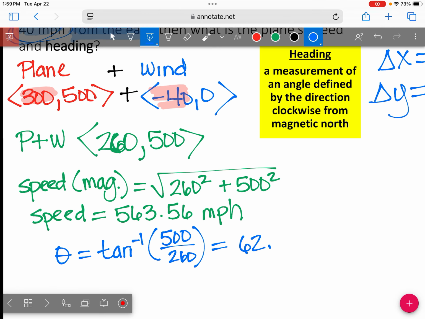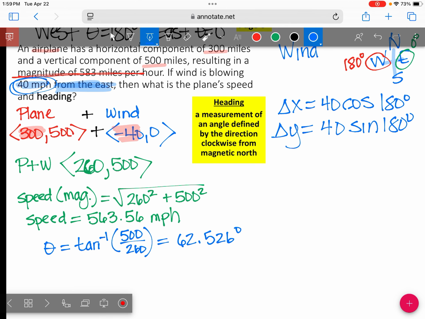I got 62.526 degrees. Anybody else get that? All right, so let's talk about that. 62.526. Whenever you're asked to find the direction, your direction is this angle here. That angle is the direction. But they want the heading, which would be this one.